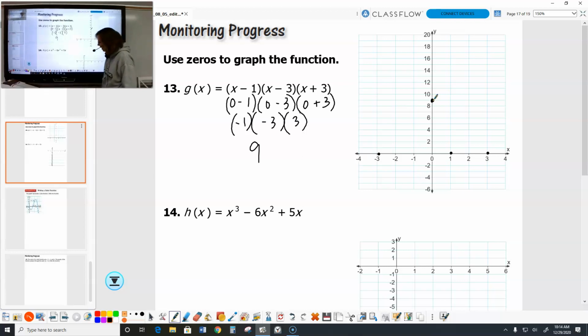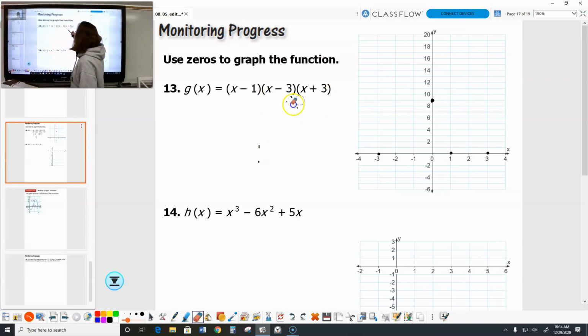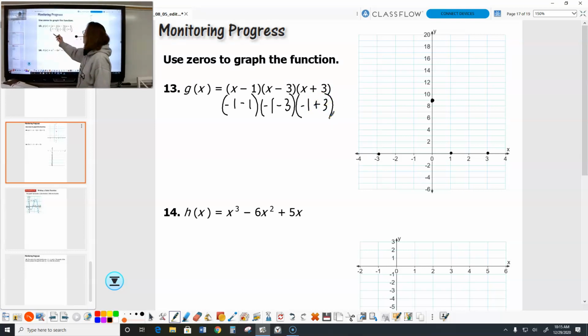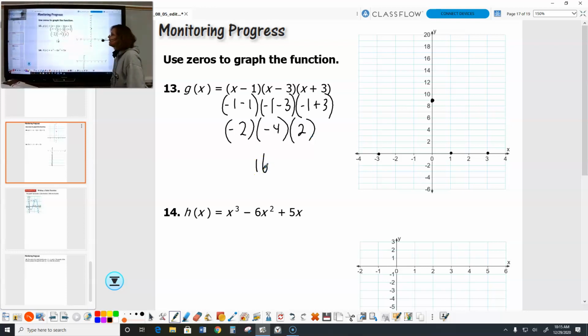Let's go ahead and put -1 in. Okay, so let's erase all of this. And let's go ahead and put in -1. So we'll have -1 minus 1, -1 minus 3, and -1 plus 3. All right, so that's going to be -2 times -4 times +2. And that is +8, +16. All right, so when x was -1, y was 16. So let's go ahead and put that there.